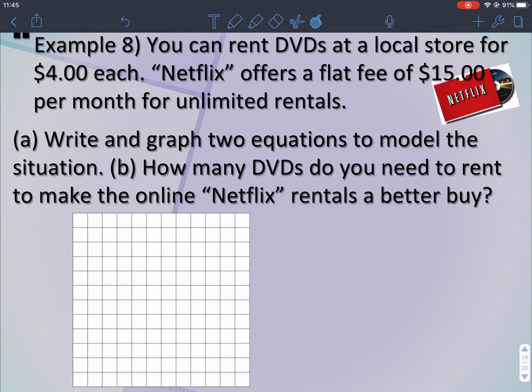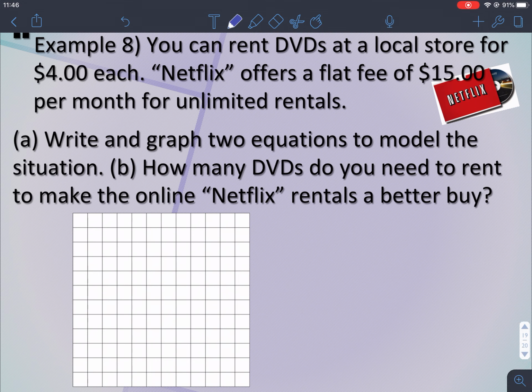Example 8. You can rent DVDs at a local store for $4 each. Think of like Redbox. The other option would be Netflix, which offers a flat fee of $15 per month. Write and graph two equations to model the situation. How many DVDs do you need to rent to make Netflix the better purchase? At this point, once again, I'm going to ask that you pause the video, write two equations, graph them, and solve.